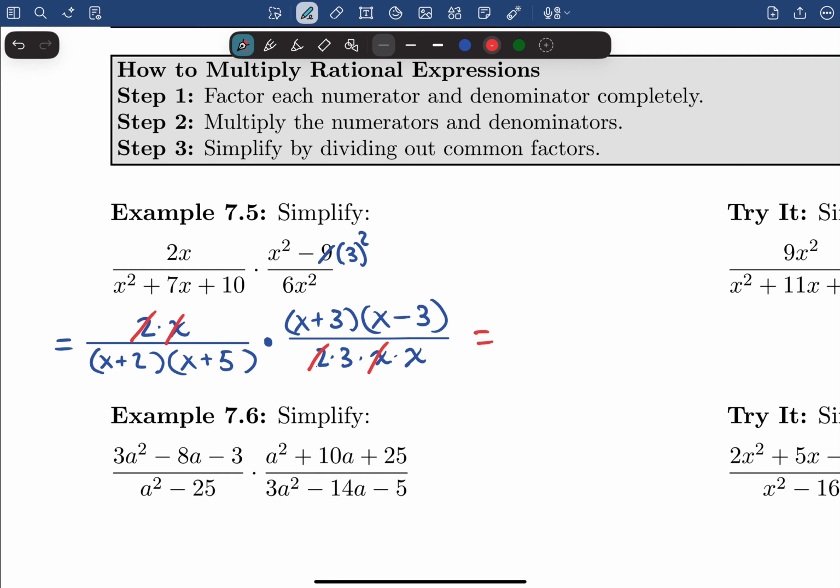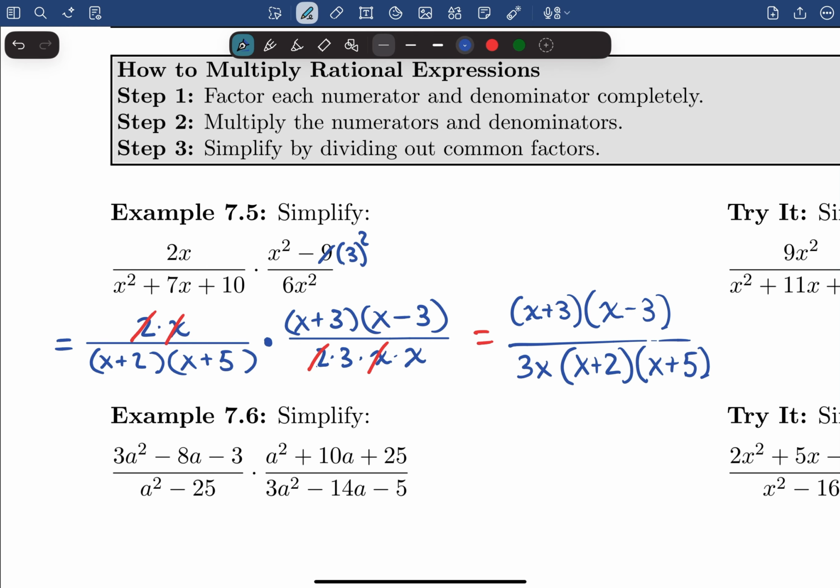And so what is my final result? Well, it's just going to be x plus 3 times x minus 3, everything that's left. x plus 3 times x minus 3 on top, all divided by, well, a 3 times an x plus 2 times an x plus 5. And I can leave my final answer in this factored form. In fact, it's a very nice form to leave everything in, okay?